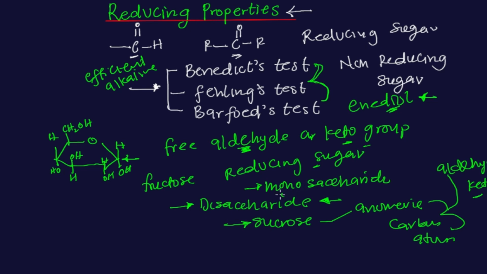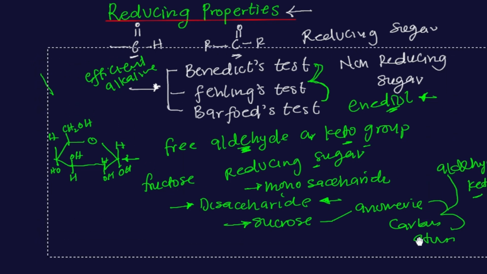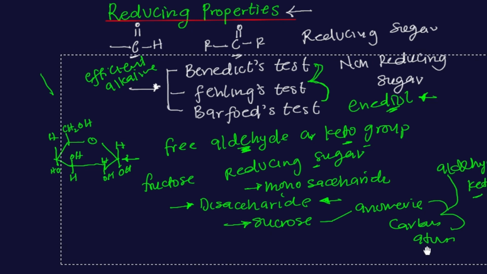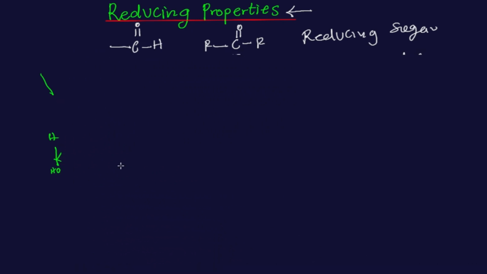Another thing I need to talk about when it comes to reducing properties, before I move to the reactions, is that whenever you're talking about the reducing properties of monosaccharides, I want you to understand that the reducing property is not only attributed to the free aldehyde or keto group. Some sugars also have alcohol functional groups. Don't forget that monosaccharides are polyhydroxy in nature, so the hydroxy group of a monosaccharide can also undergo reduction.